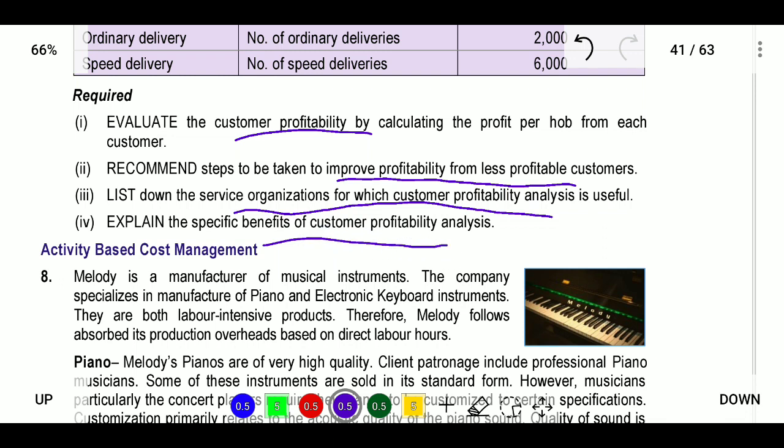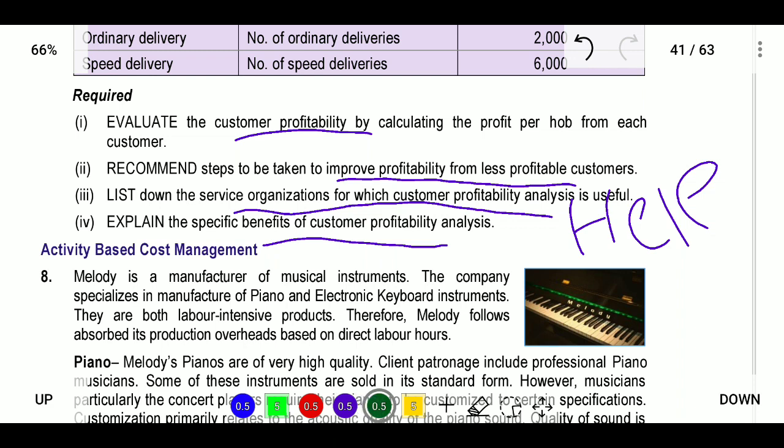Benefits are mostly two benefits. It will help the supplier identify the customers who are eroding overall profitability and which customers are contributing to it. Who is providing more profit, it will help the supplier to identify that. And it will provide the basis of constructive dialogue between buyer and seller to improve the margins.